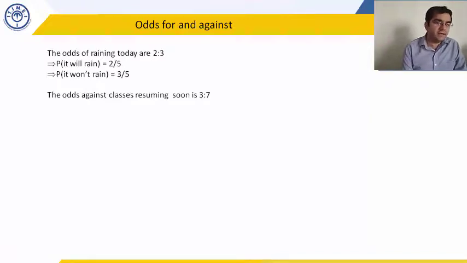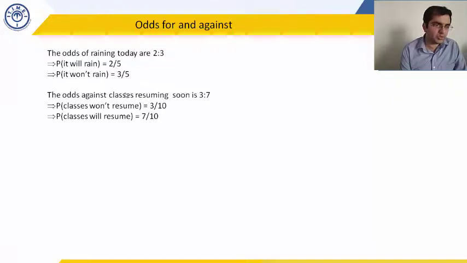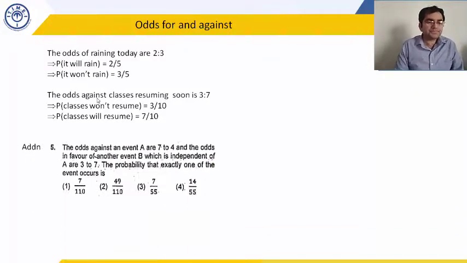Now, if I say that the odds against classes resuming soon is 3:7, what this means is that the probability that classes won't resume, because it says odds against, is 3 by 10 or 3 by 3 plus 7. And the probability that the classes will resume is 7 by 10. So you have to pay attention to the word, whether it is for or of or against. Which odds are given to you?